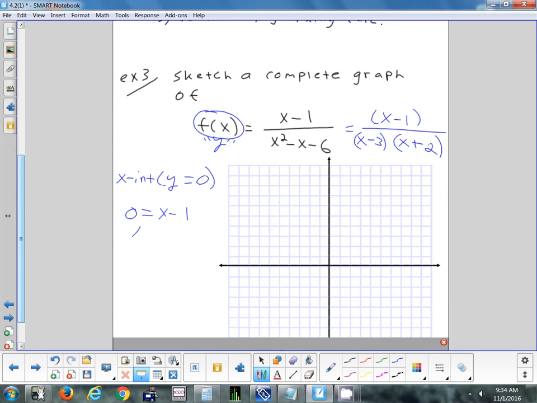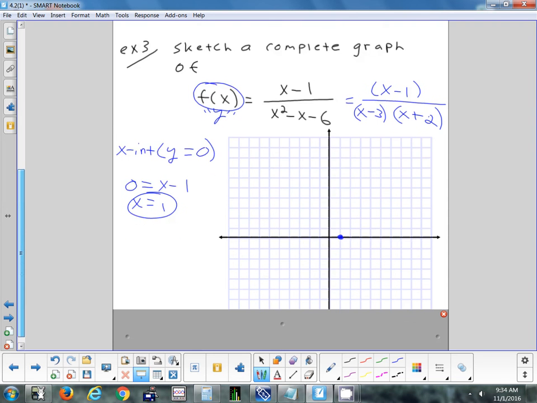1. That's my x-intercept. So this is going to cross the x-axis right there. Hey, it's a point on my graph. Maybe it'll help me when I make my sketch. Okay, my y-intercept.